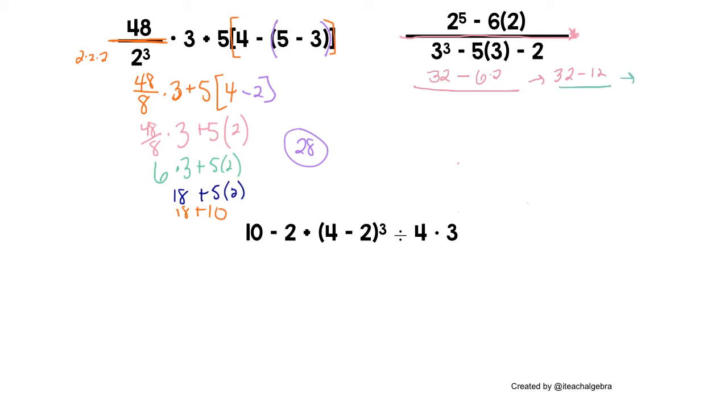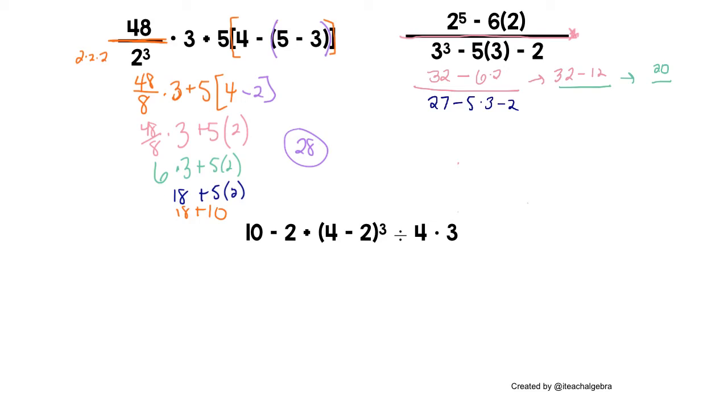And then that will turn into 20. Let's look at the denominator now. We've got 3 to the 3rd power, which is 3 times 3 times 3. Well, that's 27 minus 5 times 3 minus 2.